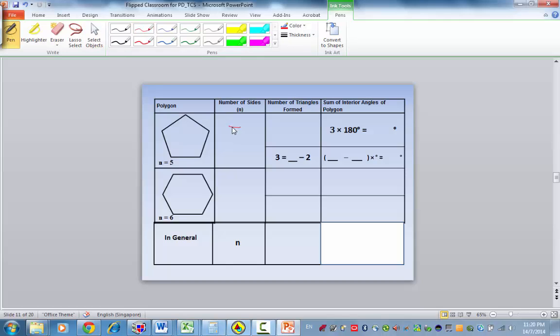For 5-sided, number of triangles formed will be, let's choose a point. Number of triangles formed will be 3. Will be the number of sides minus 2. Hence, the sum of all the interior angles will be 3 times 180, which is 540.